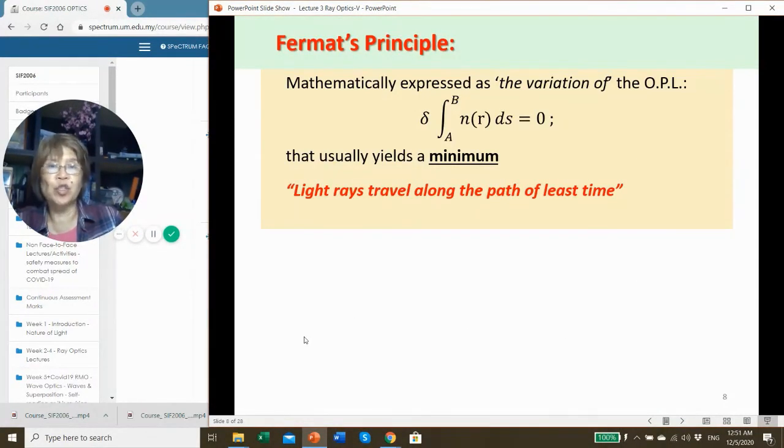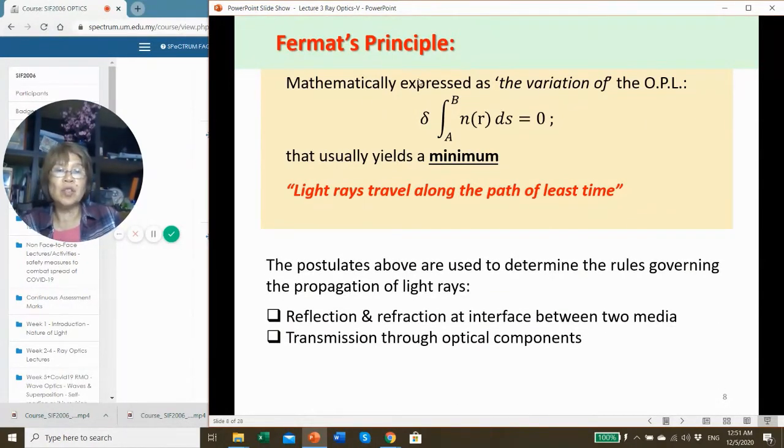In Fermat's principle, it can be mathematically expressed as the variation of the optical path length that would yield a minimum. So this is the optical path length where you've taken the line integral along the path of light that has traveled through an inhomogeneous medium from point A to point B. In other words, it says that light rays will travel along the path that takes the shortest time, the least time.